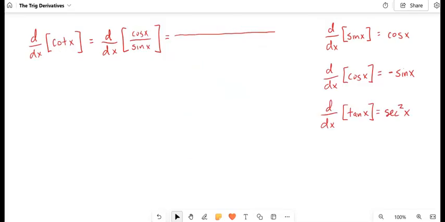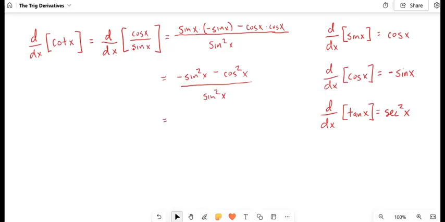All right, we've seen how to do tangent, so we're going to do cotangent exactly the same way. The bottom, which is sine, times the derivative of the top. The derivative of cosine is negative sine, minus the top, cosine, times the derivative of the bottom. Derivative of sine is cosine. All over the denominator squared, that'll be sine squared. Now this is negative sine squared minus cosine squared, and then on the bottom we have sine squared.